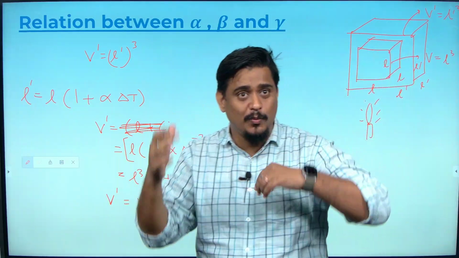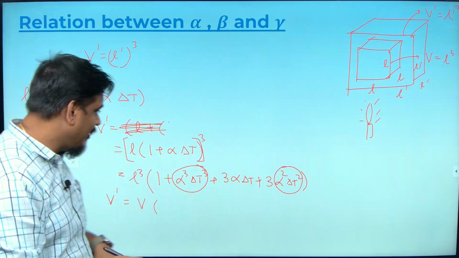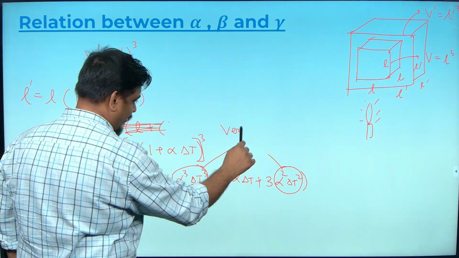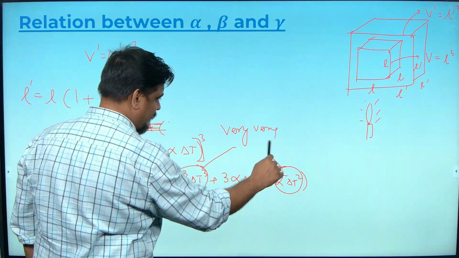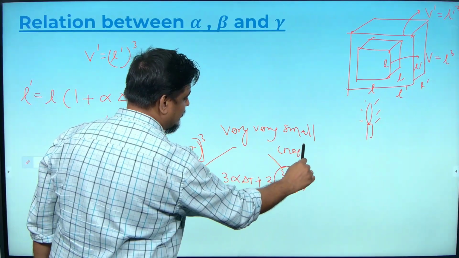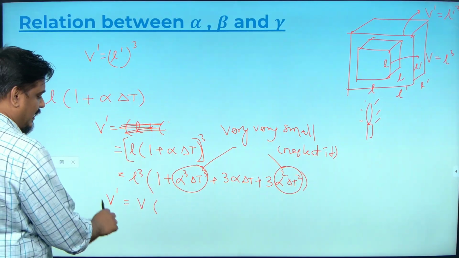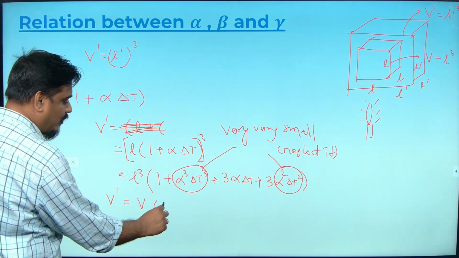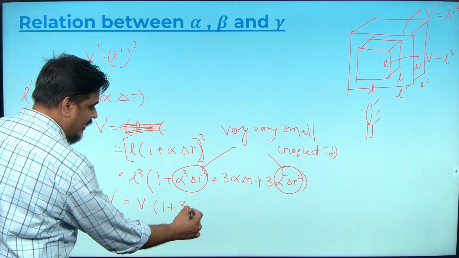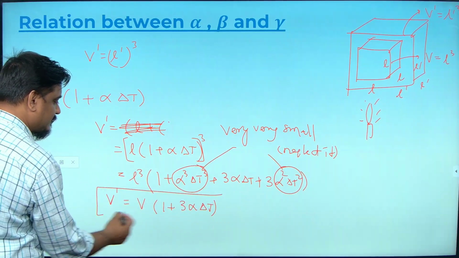If you make it cube or square, 0.001 will become very small. So these terms that I have circled are going to be very, very small, so we are going to neglect them. If I neglect them, now V dash becomes V into 1 plus 3 into alpha delta T. Up to here it is clear?